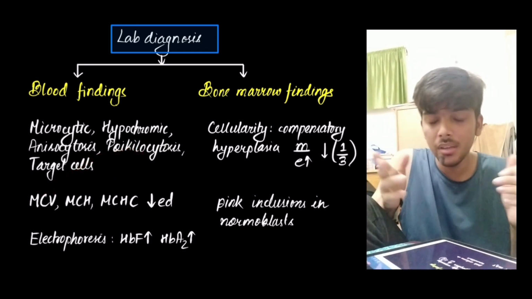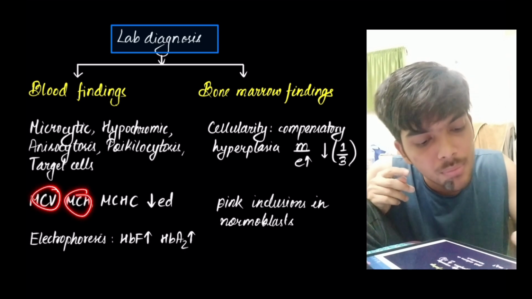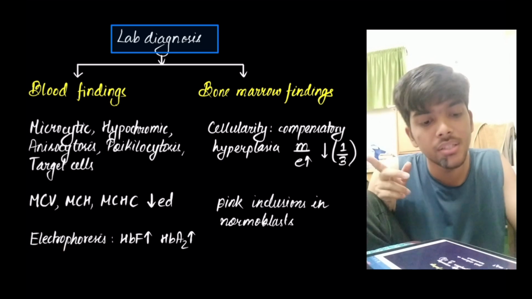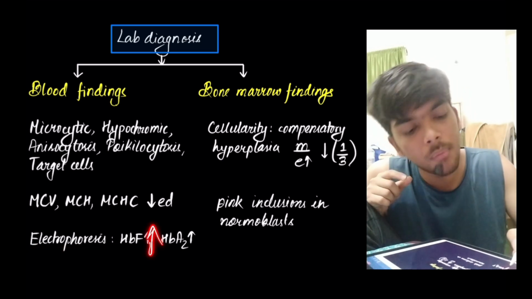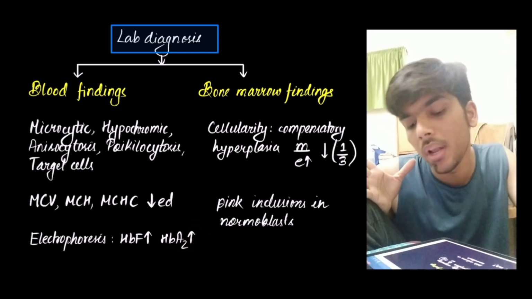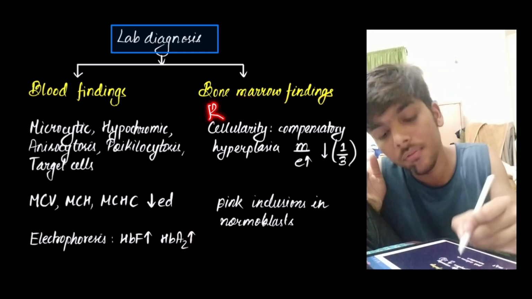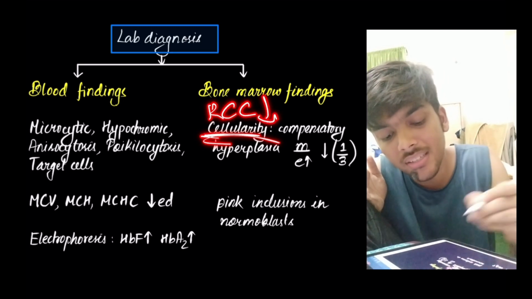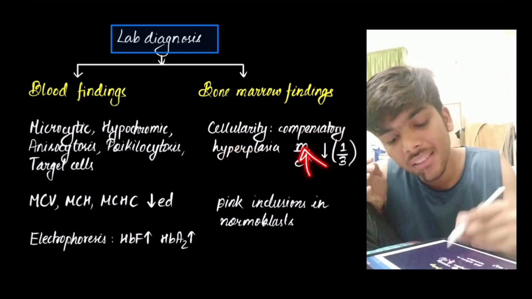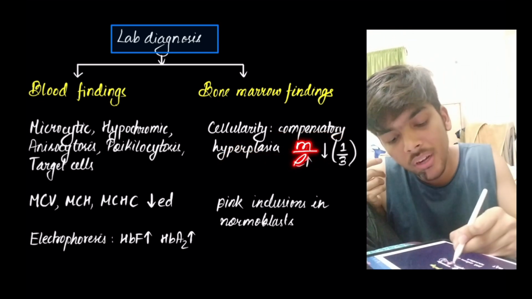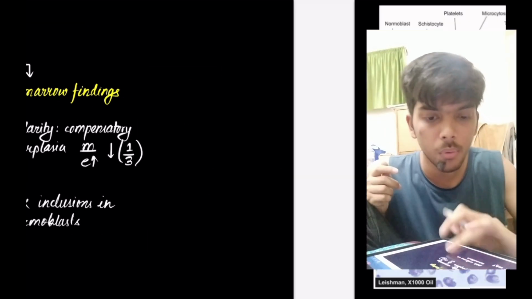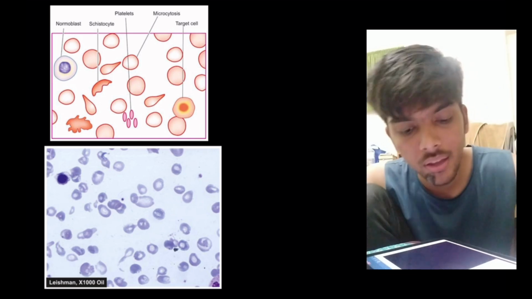In the case of a CBC carried out with a blood sample, you'll see that MCV, MCH, MCHC, all of them have decreased. Upon carrying out electrophoresis, you'll see that there is an increased amount of fetal hemoglobin and an increased percentage of minor hemoglobin as well. Bone marrow findings: since there is reduced red cell count, in order to compensate, compensatory hyperplasia takes place. Erythroid cells increase. As a result, the myeloid to erythroid ratio decreases to around 1/3. Pink inclusions occur in normoblasts. Okay, you can look at the microscopy right here. You can see the target cells.